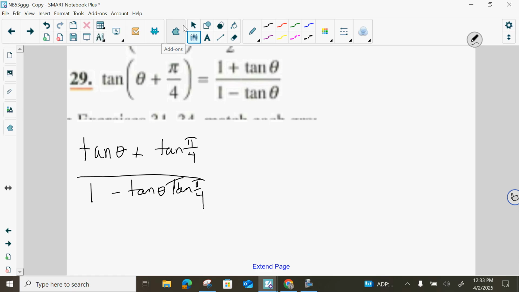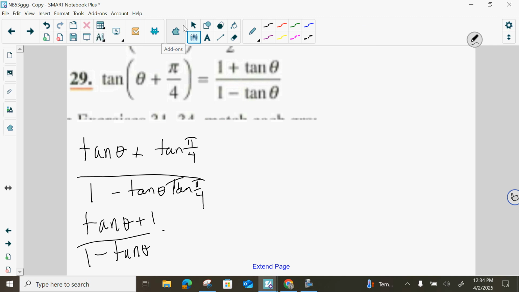Should be 2 steps, right? I applied the rule, and then what's tangent of 45? Tangent of 45 is 1, right? So I'm done, right? Tangent of 45 is 1, so we match. Oops, I have to put a 1 there. All right, so it matches.